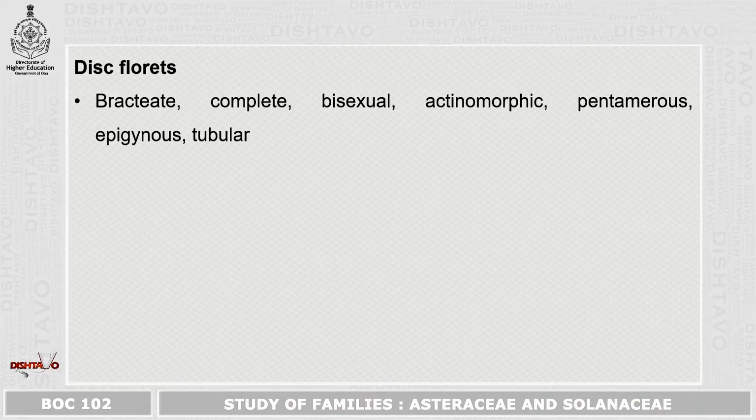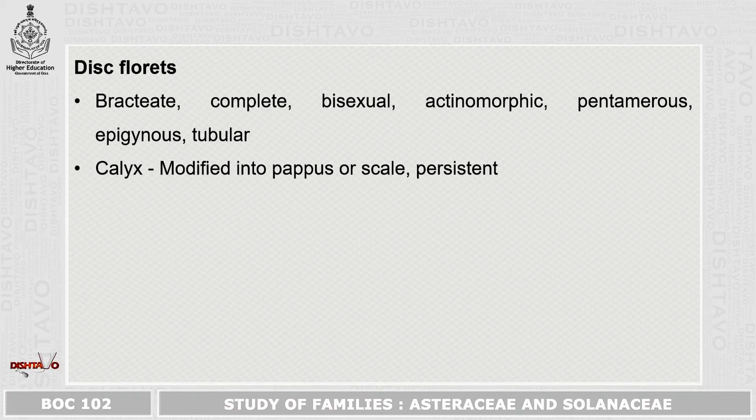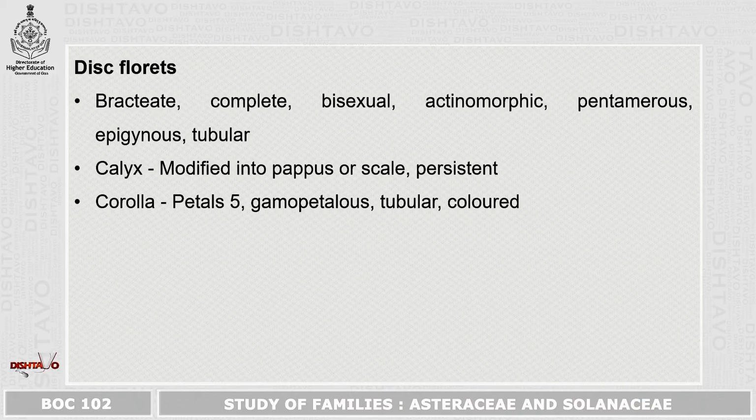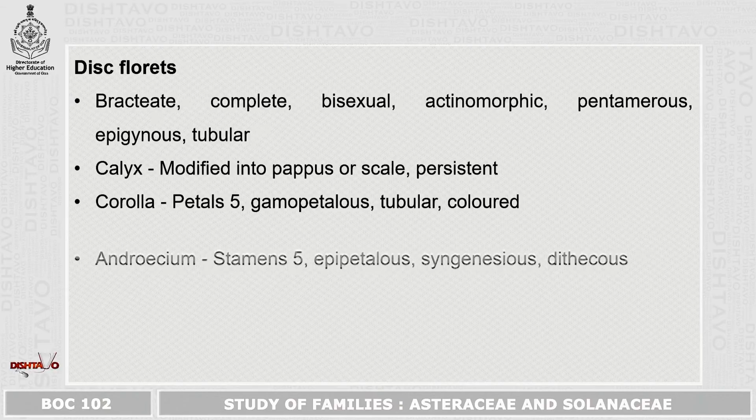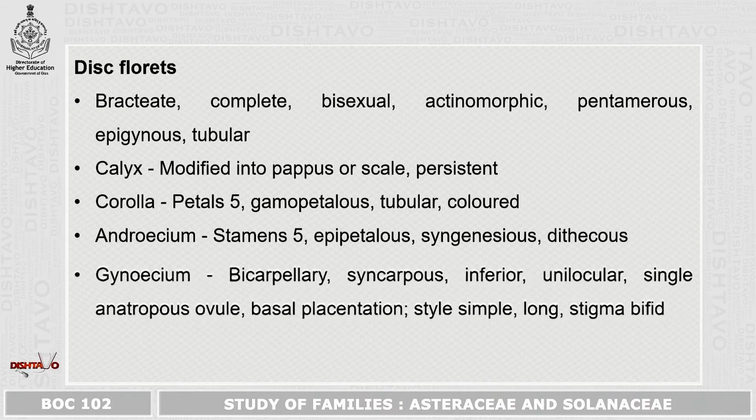Now let us start with the description of disc florets. Disc florets are bracteate, complete, bisexual, actinomorphic, pentamerous, epigynous, and they are tubular. Calyx is modified into pappus or scale and it is persistent. Corolla consists of 5 petals, gamopetalous, tubular, and they are colored. Androecium consists of 5 stamens, epipetalous, syngenesious, and they are dithecous.